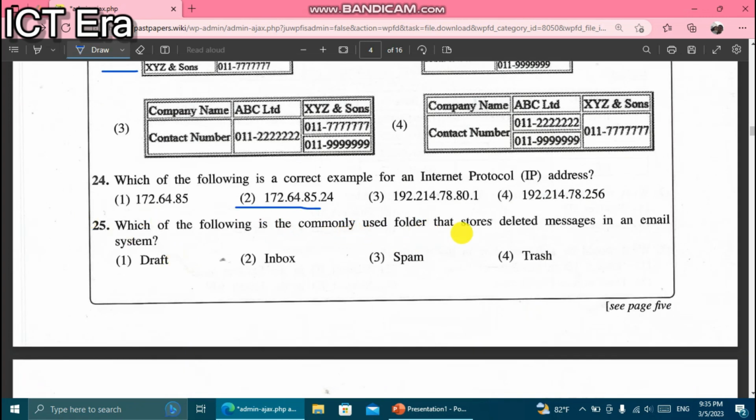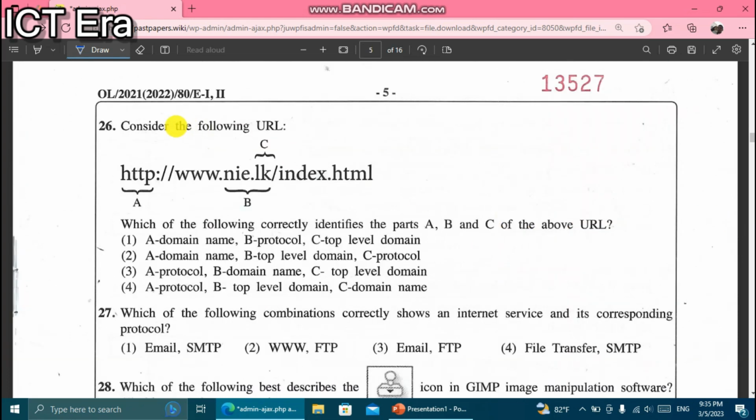Which of the following is the commonly used folder that stores deleted messages? It is trash. Okay, 26th question.